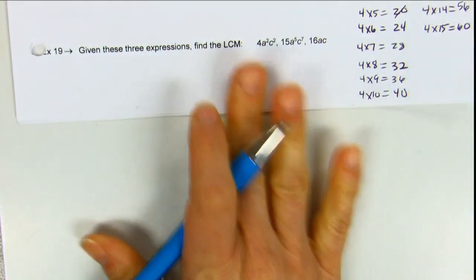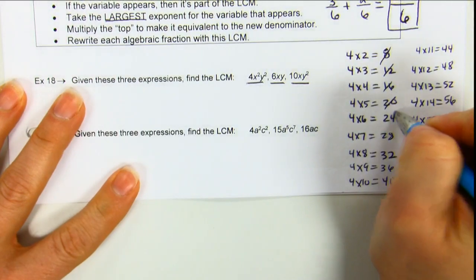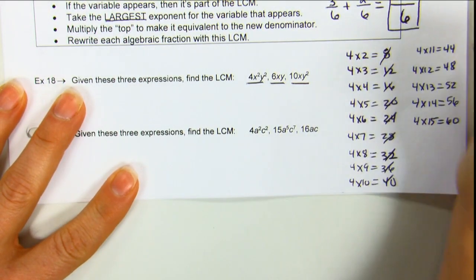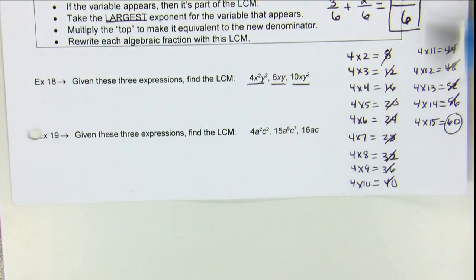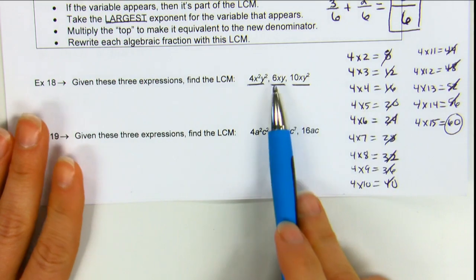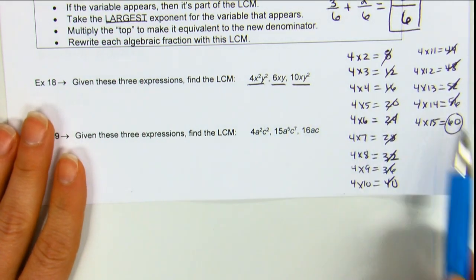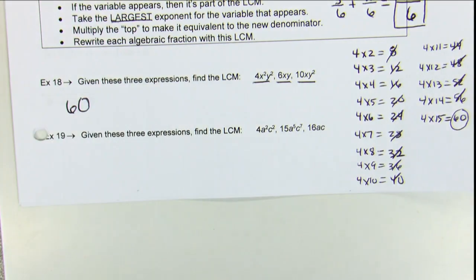So sometimes it's not going to take quite as long, but sometimes it does, if you don't know what number all three of those can go into. Again, I think generally it might go a little bit quicker. So I know 4 can go into 60 because 4 times 15 is that. 6 can go into 60, and 10 can go into 60. So the least common multiple for the number part is 60.